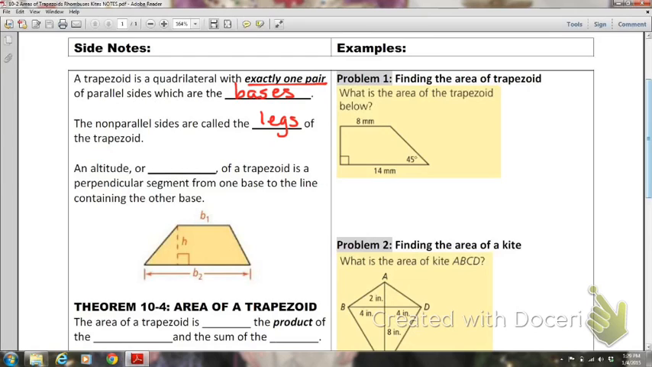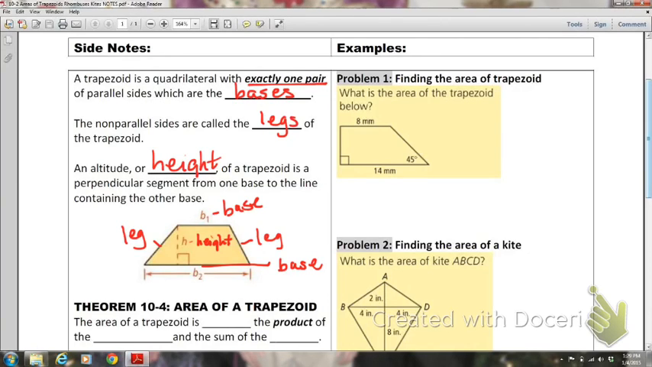And then there's the altitude, or the height, of a trapezoid. It is a perpendicular segment from one base to the line containing the other base. So here in this diagram, let's label it H is the height. And then you have the non-parallel sides. Each of those are legs. And then we have two bases, the two parallel sides. Each of those are bases.